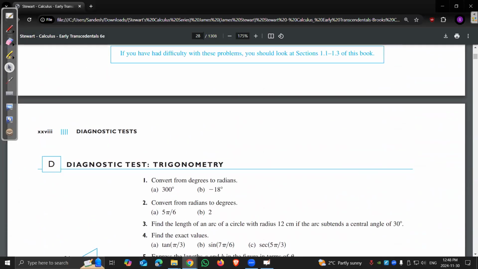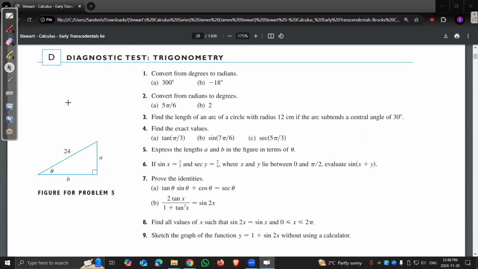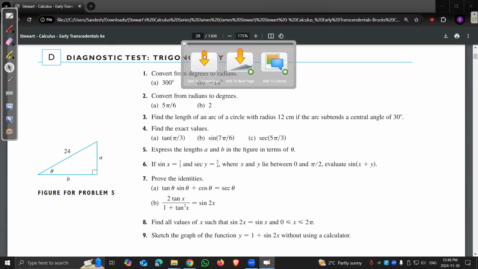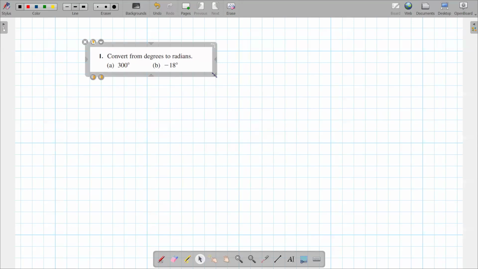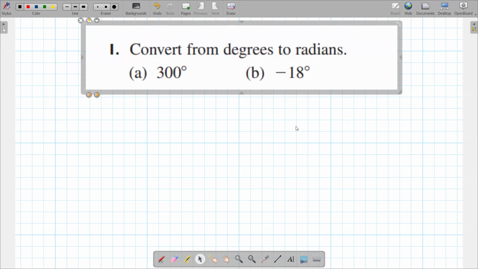Let's move on to one last section for the next 10 minutes. Trig. How are degrees and radians related? Do you remember what radians is? What's a radian? If I asked you what's a radian, what is it?